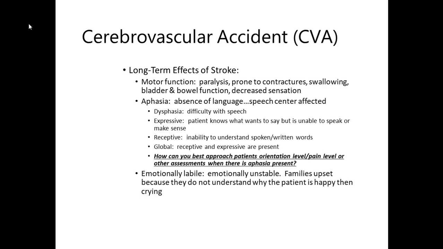Long-term effects of stroke. It all depends on, like I said, how fast they can get treatment. But we're going to see things like paralysis. A lot of times these guys are prone to contractures. They're going to have swallowing issues. They might lose their bladder and bowel function. They might have decreased sensation.